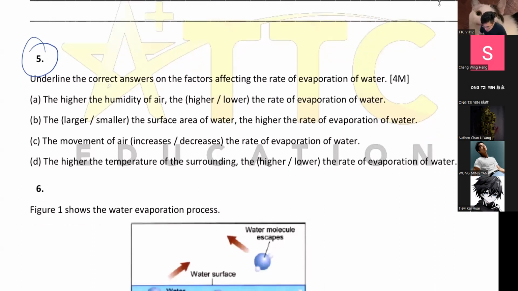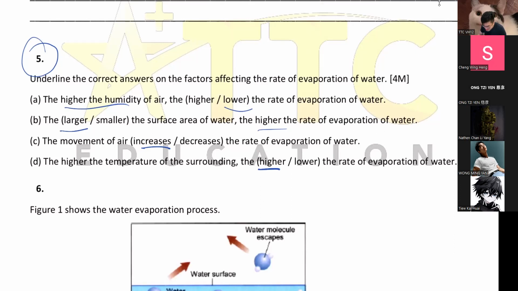Right, number 5. Evaporation of water. The higher the humidity, that means the wetter the air is, the lower the evaporation. That means on a rainy day, your clothes should dry slower. The larger the surface area, the higher the evaporation. C, movement of air will increase the rate of evaporation. When there's more wind, there will be more evaporation. D, the higher the temperature of the surrounding, the higher the evaporation.